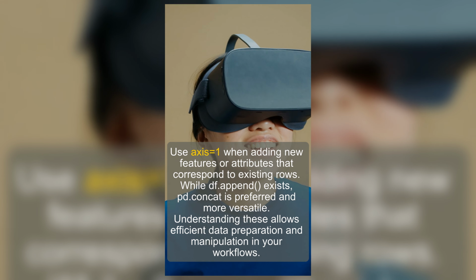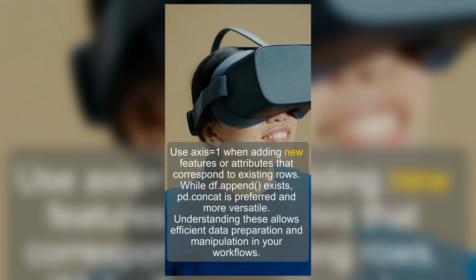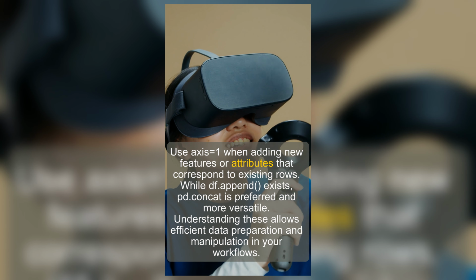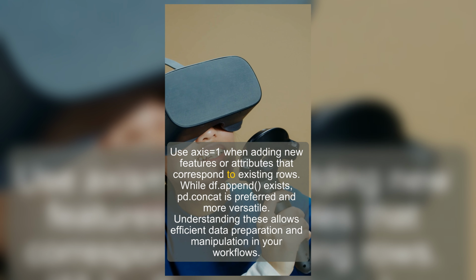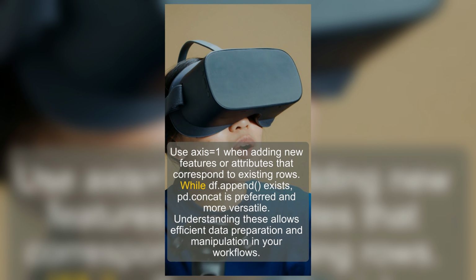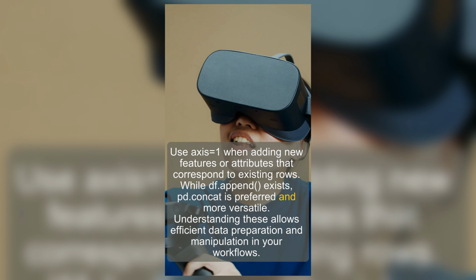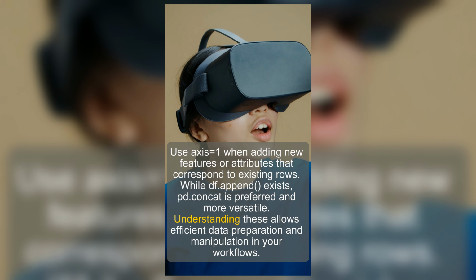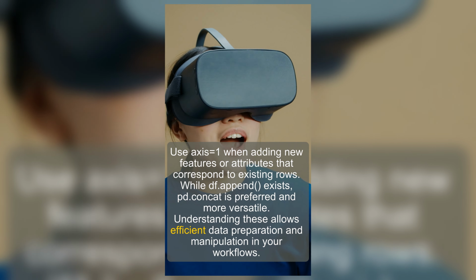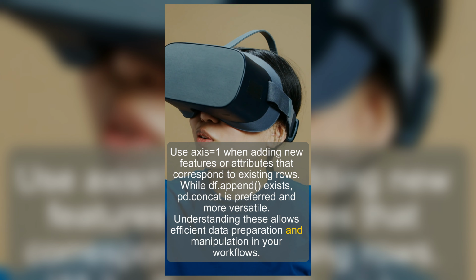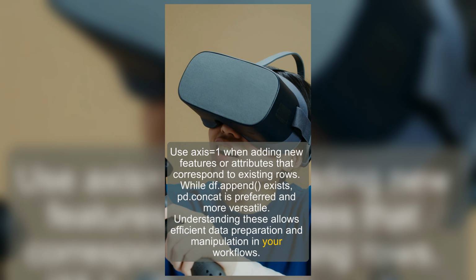Use axis equals 1 when adding new features or attributes that correspond to existing rows. While df.append exists, pd.concat is preferred and more versatile. Understanding these allows efficient data preparation and manipulation in your workflows.